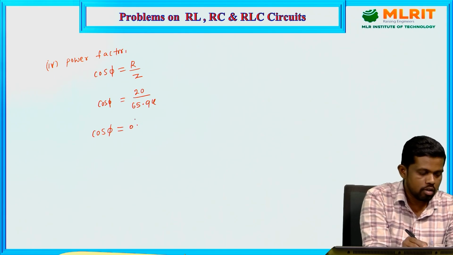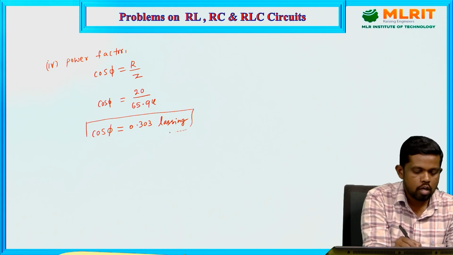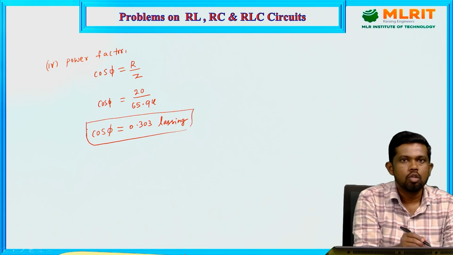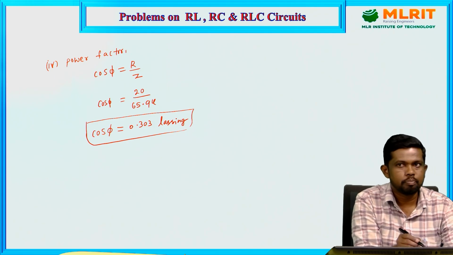So the power factor of the circuit, after simplification, we got as 0.303 lagging, because it is an inductive network. That's why the power factor is 0.303 lagging. So 0.303 lagging is the power factor offered by the RL series circuit.